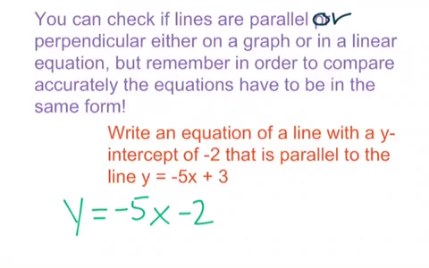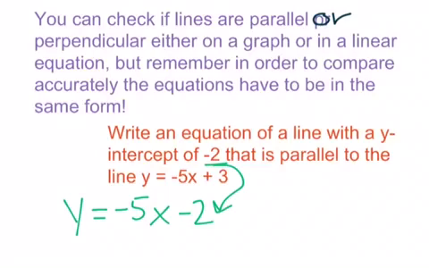Okay guys, we got y equals negative 5x minus 2. This is the parallel line to y equals negative 5x plus 3. You are correct. All you do is you plug in the negative 2 for your new y-intercept, and your slope is automatically the same because you're looking for a parallel line. Remember, parallel lines have the exact same slope.